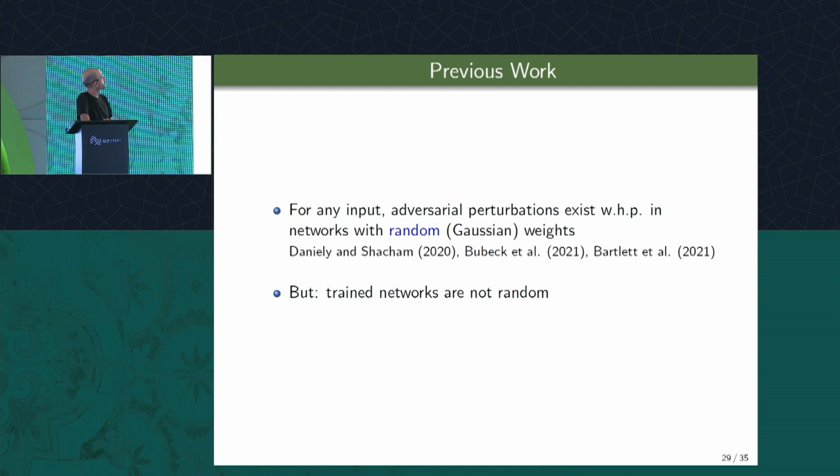In previous work, the main theoretical results we had were that adversarial perturbations indeed exist, but that was for networks where the weights were chosen at random. There was no training taking place. You'd fix the network architecture, you chose the weights at random, and then you showed that this network had sensitivity to adversarial perturbations. These are very nice results, but they don't necessarily say anything about trained neural networks, which are not, of course, random.